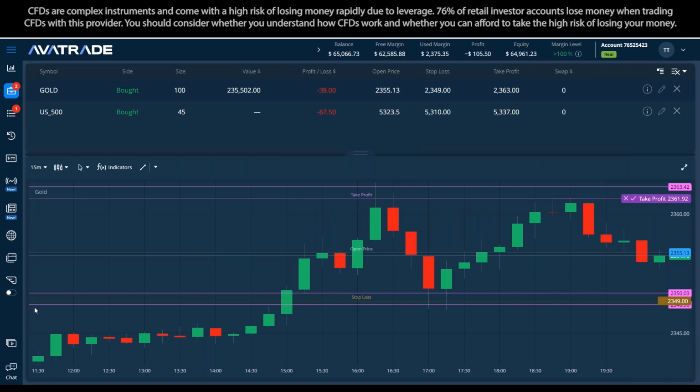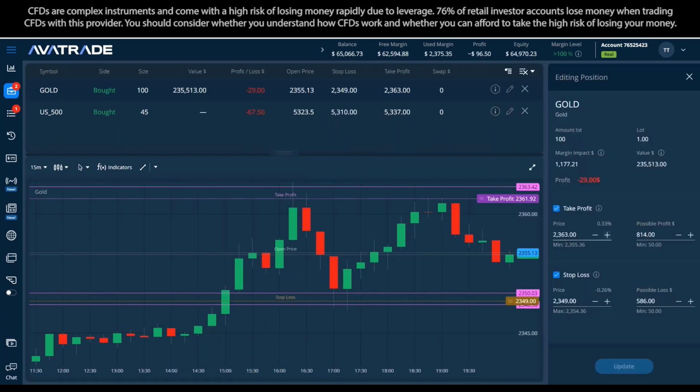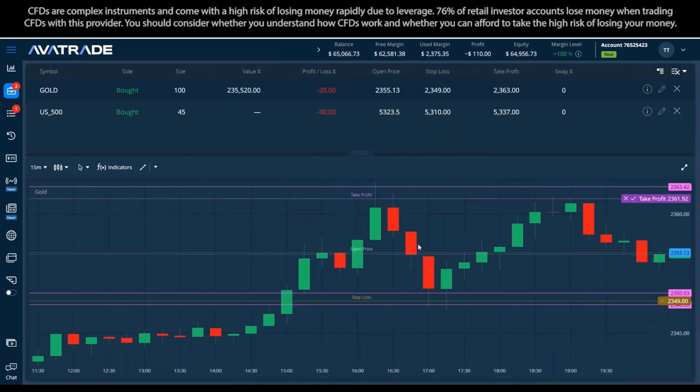And where's the other place you can do that? If you don't want to slide it on the chart, you can click on the little I here, or I'm sorry, on the pencil, and you can manually type your take profit and stop loss as well. Okay, you could type them in just as easily and click update. Okay, so you could change those settings here anytime you might wish.